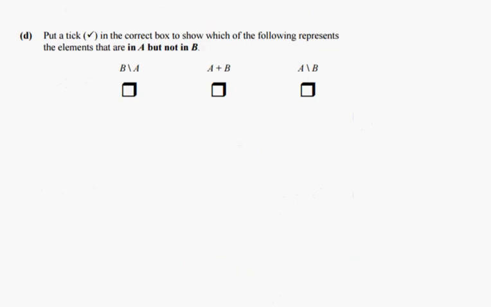Put a tick into the correct box to show which of the following represents elements in A, but not in B. Everything in A, but not in B. That one there. This one here would be everything in B that's not in A, and that'd be everything in A plus everything in B.